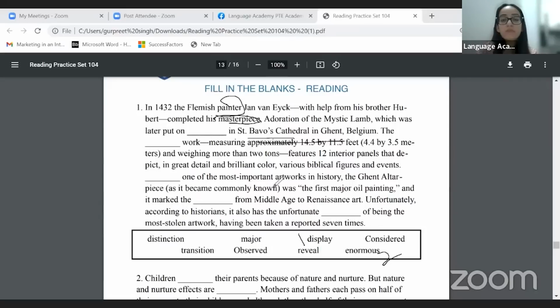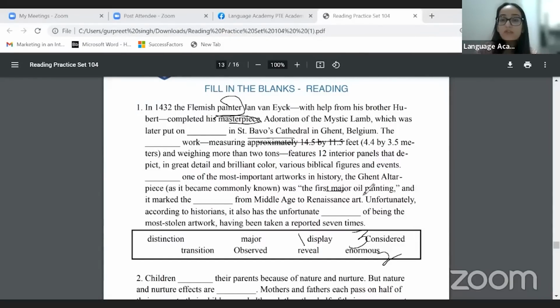Dash, one of the most important artworks in history. The altarpiece was the first major oil painting. This is major, they are telling us. We cannot come to know it was major or not. Now, what we have in capitals is observed, one of the important artworks, or considered. So, for a painting, we can consider it as an important painting. We cannot observe it as an important painting.